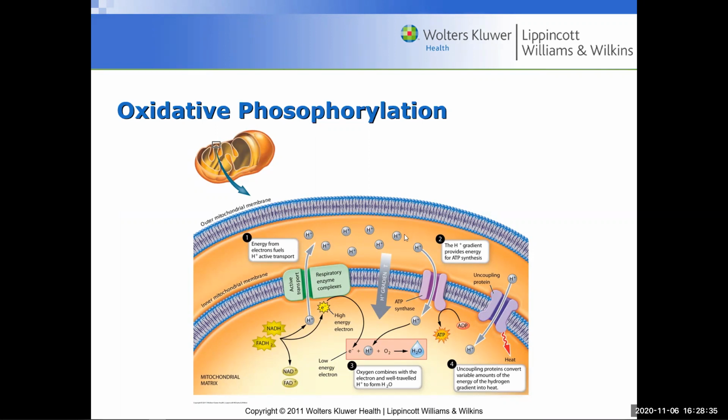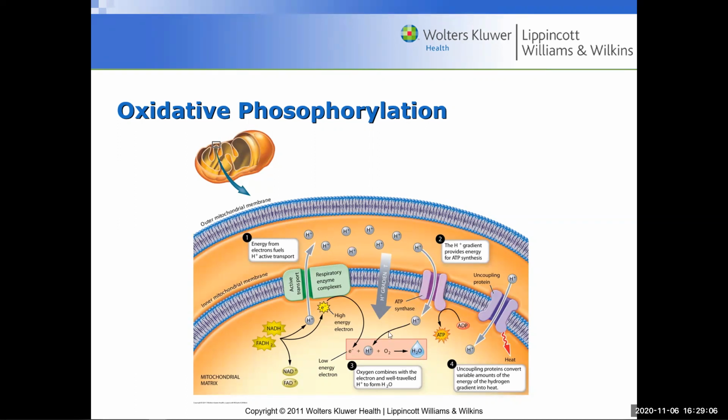Because of the concentration gradient, hydrogen is favored to enter through this particular protein known as ATP synthase. And as the name implies, as the hydrogen passes through ATP synthase, it causes the coupling of phosphate to ADP, causing the formation of adenosine triphosphate. Hydrogen ultimately becomes the acceptor of this low energy electron, and this forms water.